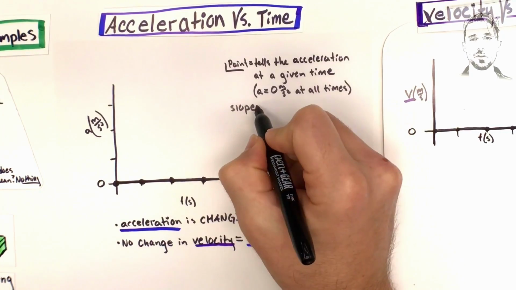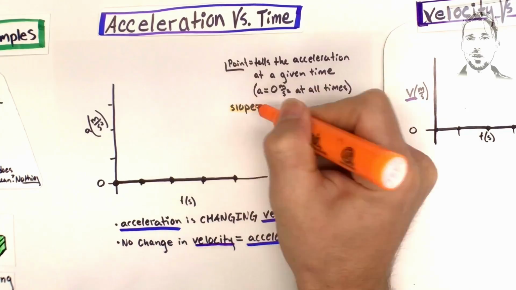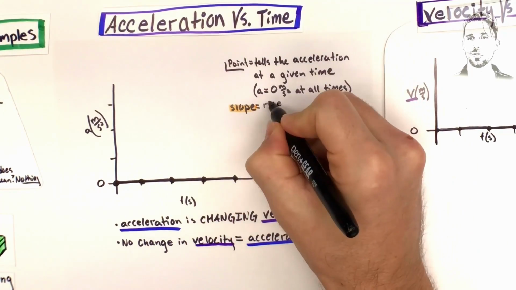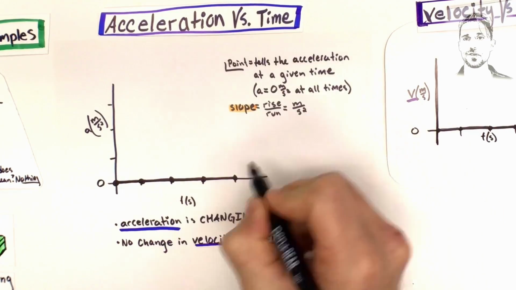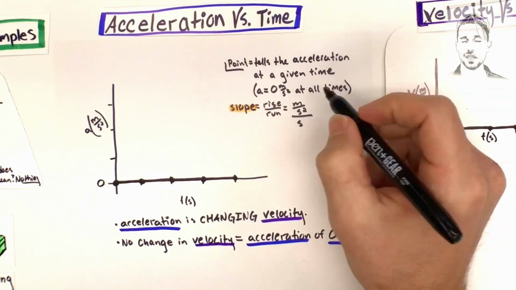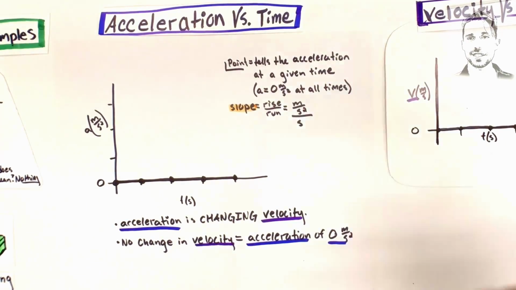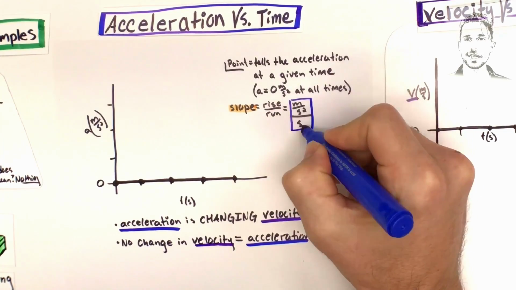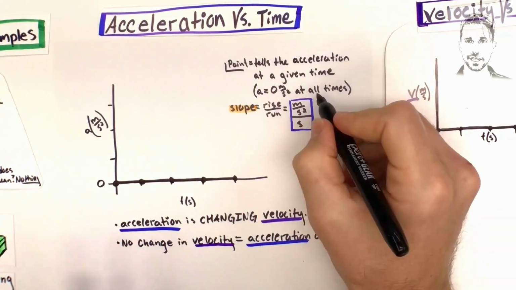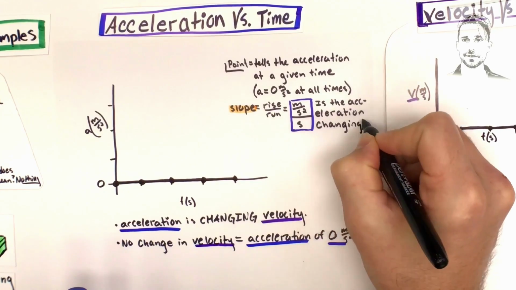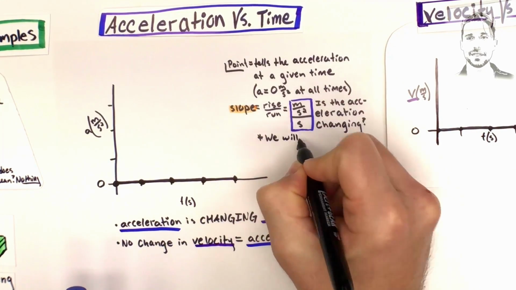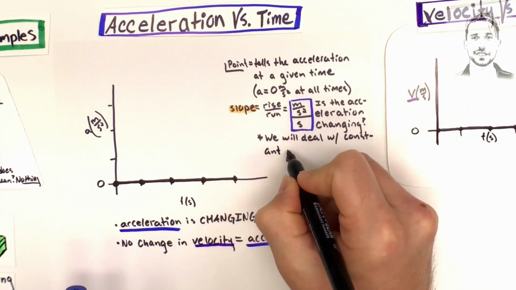And what does the slope mean? The slope then, rise over run. The rise is meters per second squared over the run of seconds. So that means every second, is the object's acceleration changing? So is the acceleration changing? And in this case, it is not, because it's not moving.